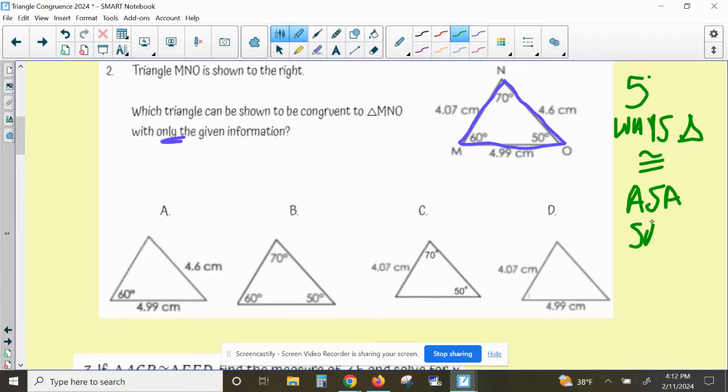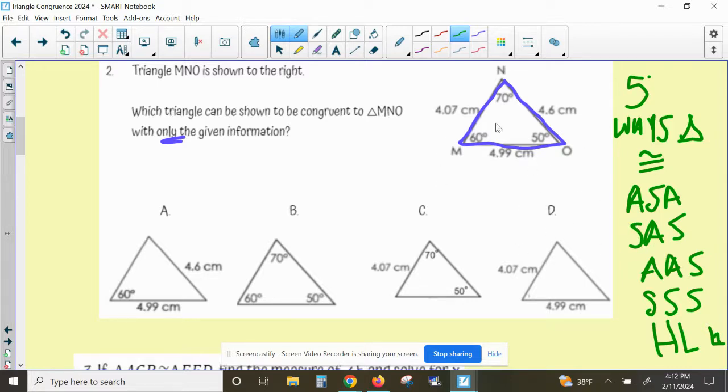There is side, angle, side. There is angle, angle, side. There is side, side, side. And there's hypotenuse, leg, right angle. I'll put a little right angle symbol there. So these are the 5 ways you can use. There are no other ways unless these are like shortcut ways.